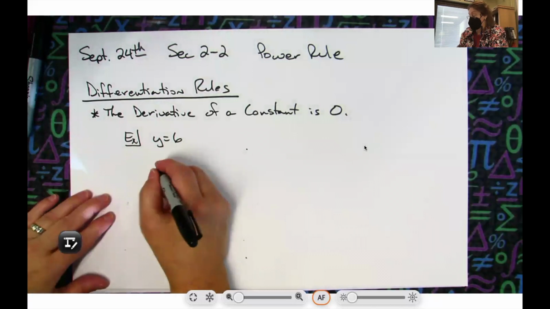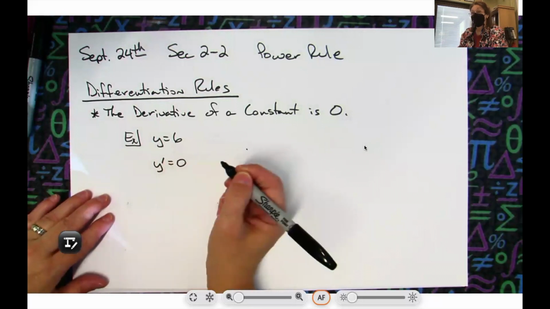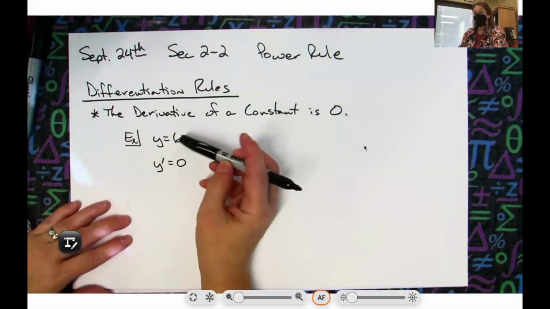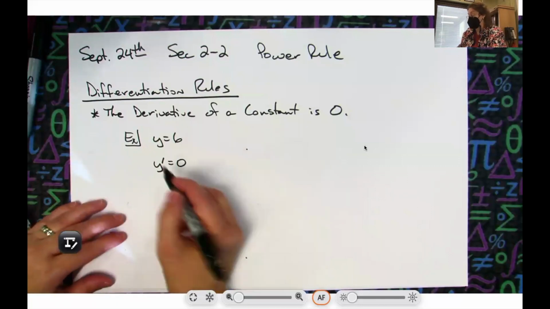So notation, y prime tells me that the derivative is equal to 0. But in general, every time we have a constant, the derivative is 0. It basically drops out. So that's that.